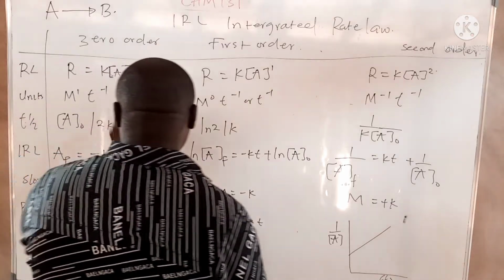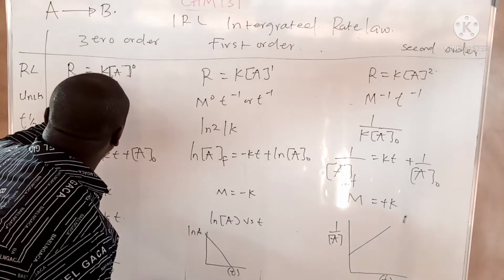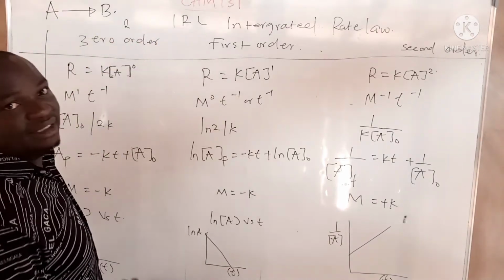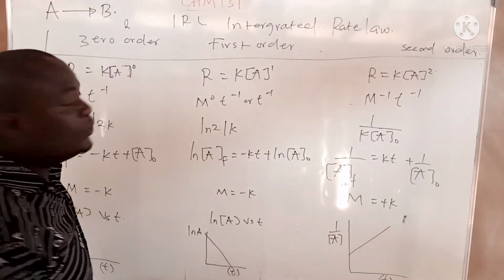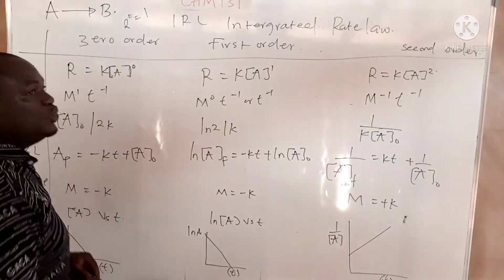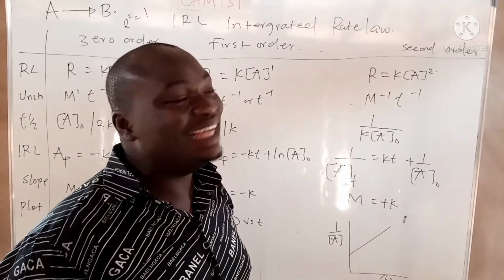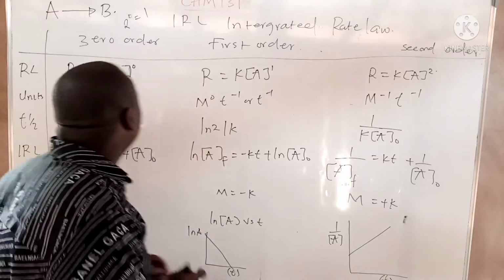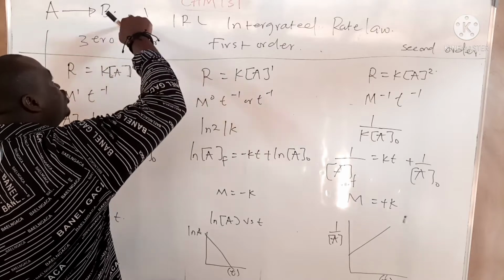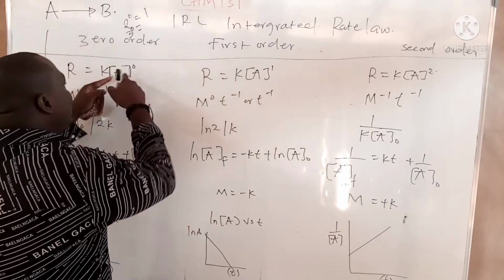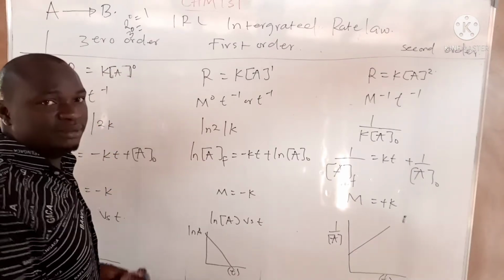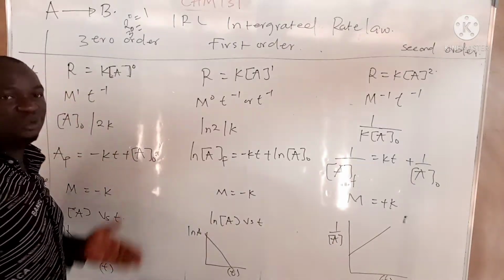Now, look at what is happening here. If I increase the concentration of A, let me say by 2, what will happen to the rate? Look at it. 2 raised to the power of 0 is 1. So the rate will remain the same in zero order. Examination question. If in zero order I increase the initial concentration by 3, what will happen to the rate? The rate will remain the same. And that is why we just said that R is equal to K.